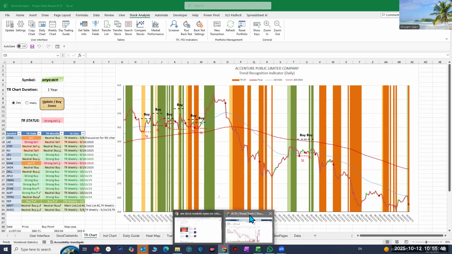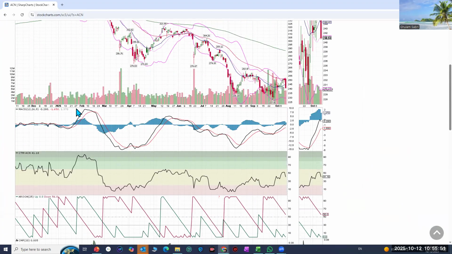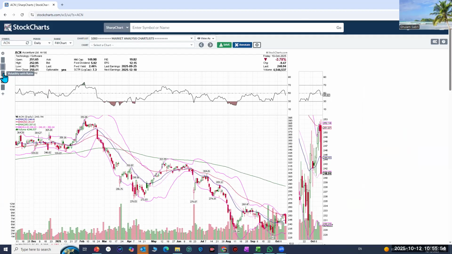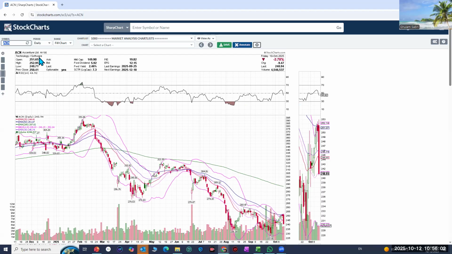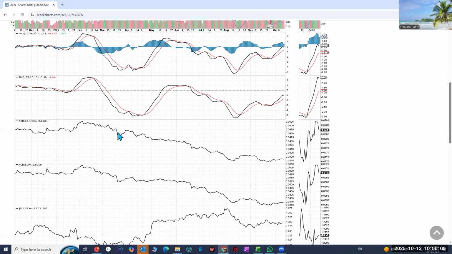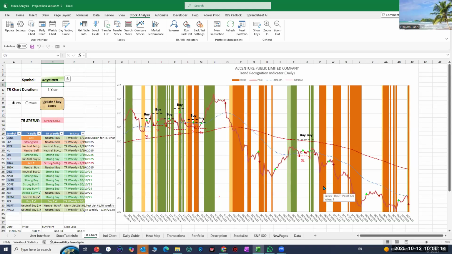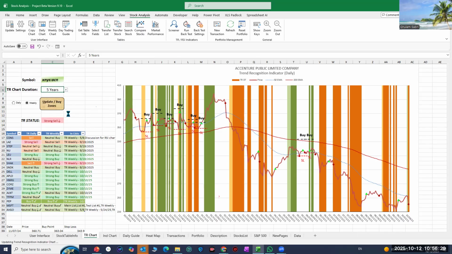It is not leading against its peers in the same group. Its group is DJUSSW, which is the technology software group. So it is falling behind its own peers in the same group and against the broader index. Its TR chart is telling us this is a weak stock all the way back 3 or 4 years. So why should we even take a look here? Let's take a look at maybe a 5-year weekly chart on the TR indicator. Why should we waste time on this?